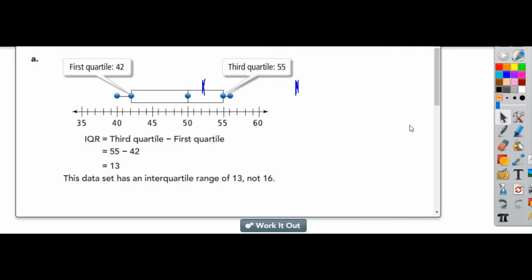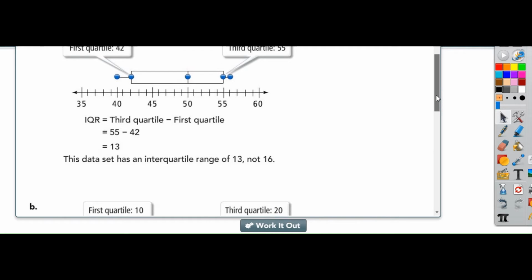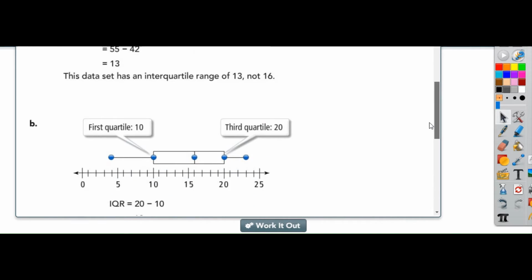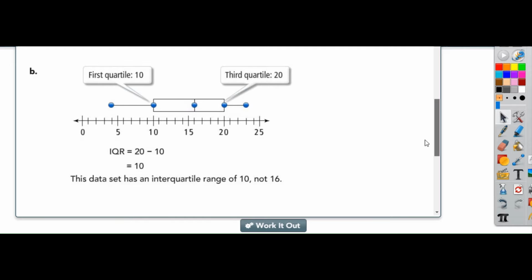So let's look at the first one. So A, we have the third quartile at 55, and the first quartile at 42. So interquartile range is the third quartile minus the first quartile, so we subtract 55 and 42, and we end up with 13. So we would not pick that one because the interquartile range is 13 and not 16. Now let's move on to B.